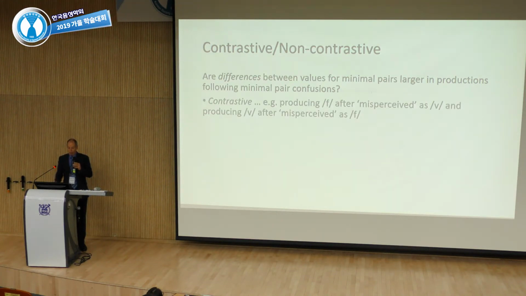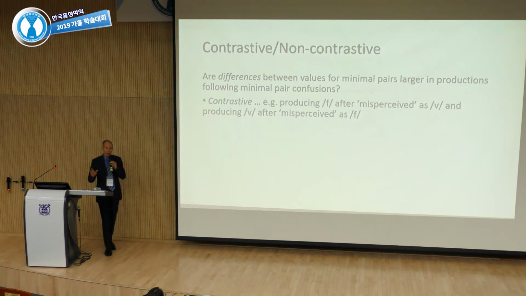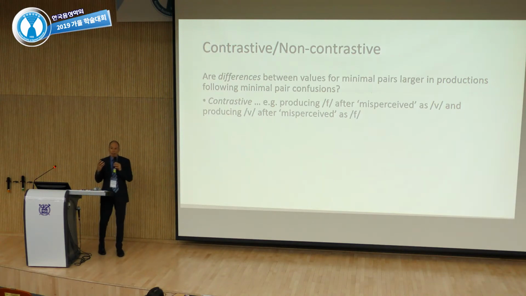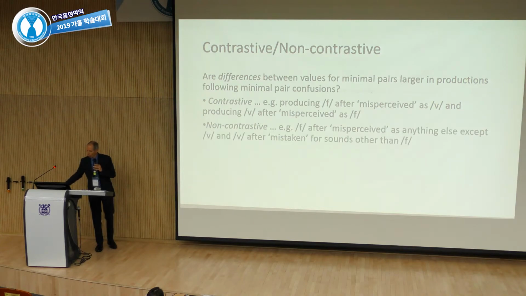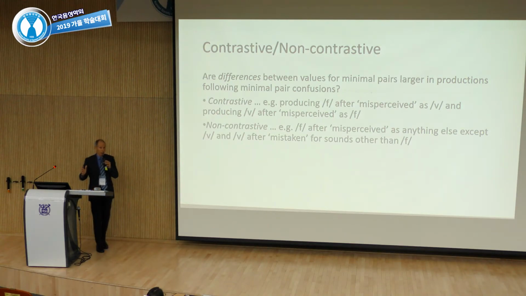Well, what it means is, if you think about a contrasted production, for example, you had to produce f, okay? The speech recognition algorithm misperceived it as a v, and you now have to come back and produce a clearer f, okay? So it's really looking at f when it was misperceived as v, and at v when it was misperceived as f, okay? The non-contrasted productions are just f being misperceived as anything but v, and v being misperceived as anything but f, okay?